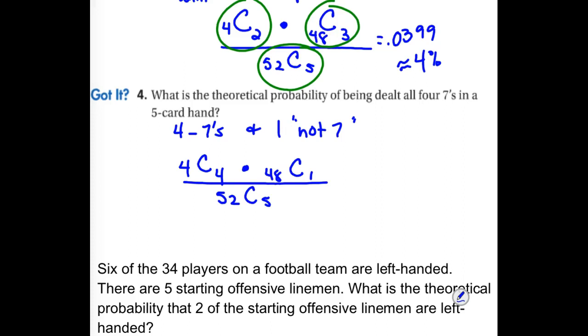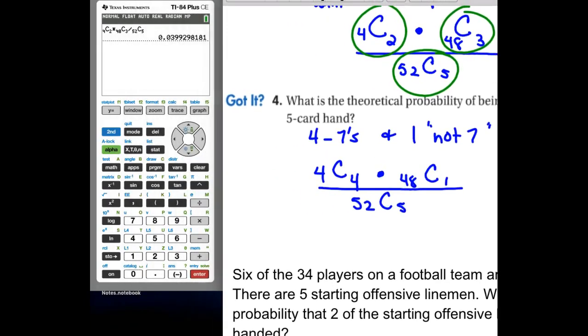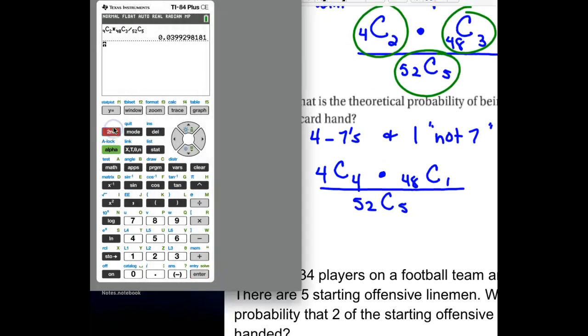You should be able to recall your last question or the last thing you typed in your calculator, right? And just change a couple of those numbers. All right, so second entry, recall that, and we need to change that to a 1 and that to a 4. Yes, 4C4 times 48C1 divided by 52C5. What number is that?